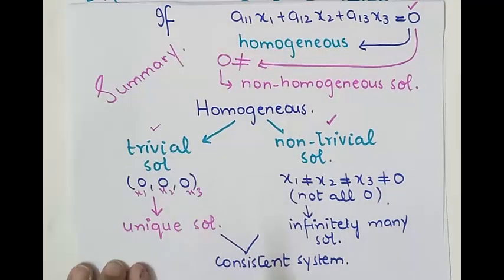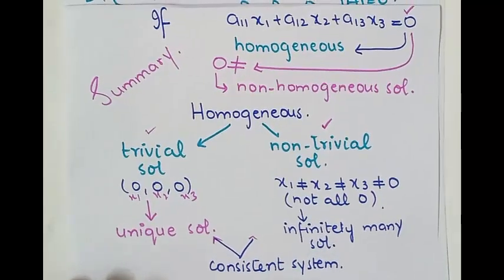In a trivial solution, we mostly get a unique solution which is 0. And for a non-trivial solution, we may get infinitely many solutions. And if we have a consistent system, it might have a unique solution or infinitely many solutions. So this is all about today's lecture.